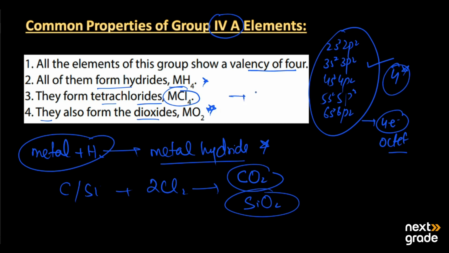Oxygen belongs to group 6A as it has 6 electrons in its valence shell. When group 4A elements combine with oxygen, they change into dioxides. Two oxygens can combine with the group 4A elements. So this was a simple overview of the common properties of the group 4A elements.